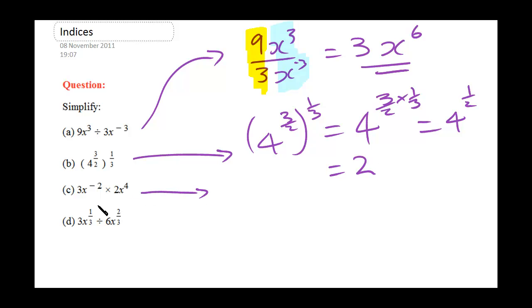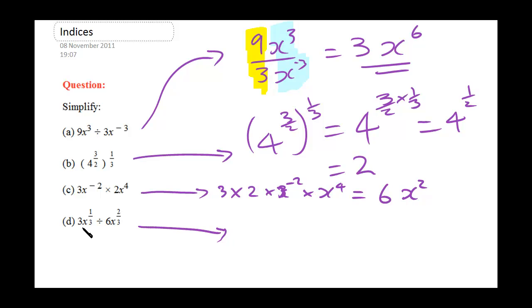In this question, regroup the terms, so the numbers are together and the x's are together. Remember, you've got times, the order doesn't matter, so you could just write it as 3 times 2 times x to the minus 2 times by x to the 4. 3 times 2 is 6, x to the minus 2 times x to the 4, add the indices on this and you get x squared.